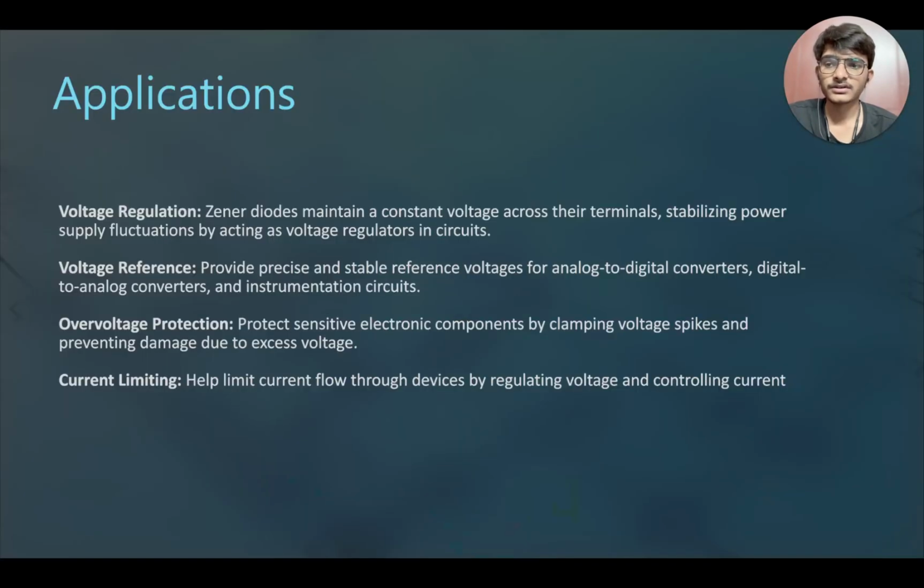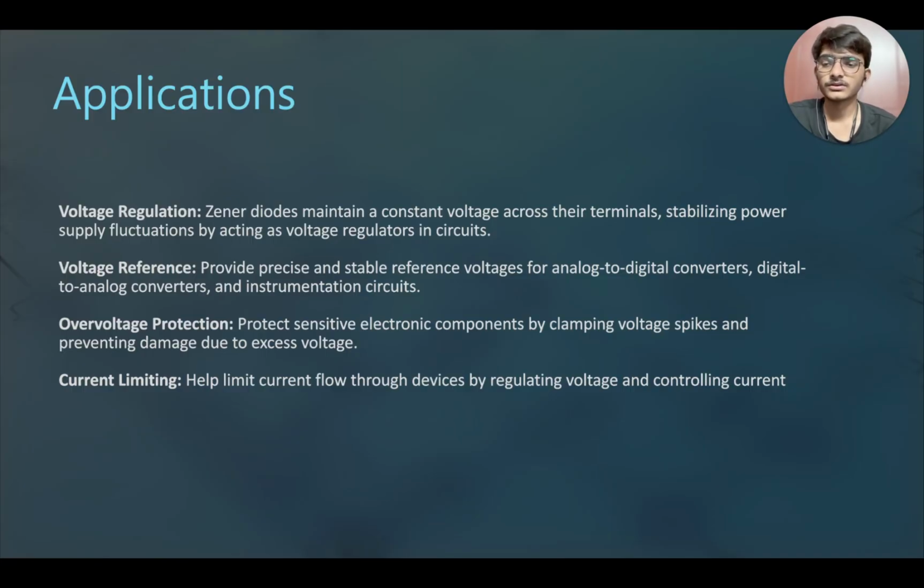We will discuss the applications of Zener diodes. Voltage regulation: Zener diodes maintain a constant voltage across the terminals. A Zener diode is used as a voltage regulator, which means it can produce a constant output voltage. Now, voltage reference: a Zener diode provides a precise and stable reference voltage for devices such as analog to digital converters.